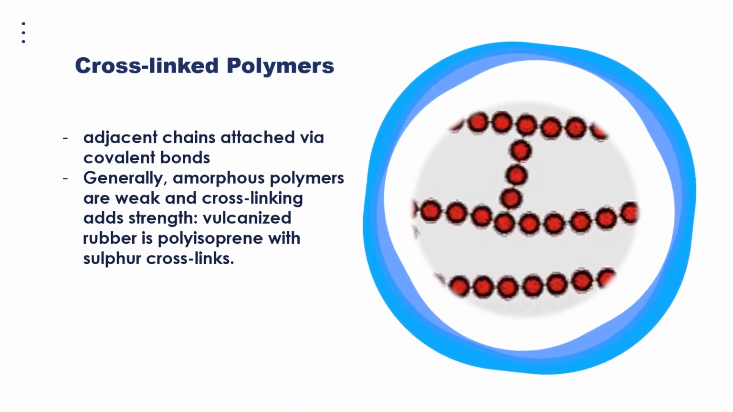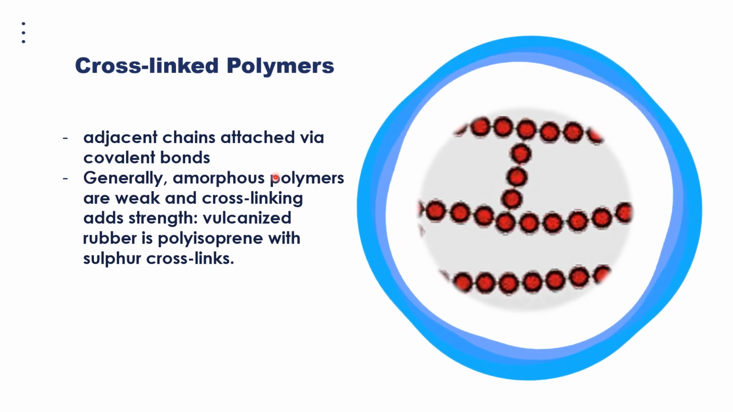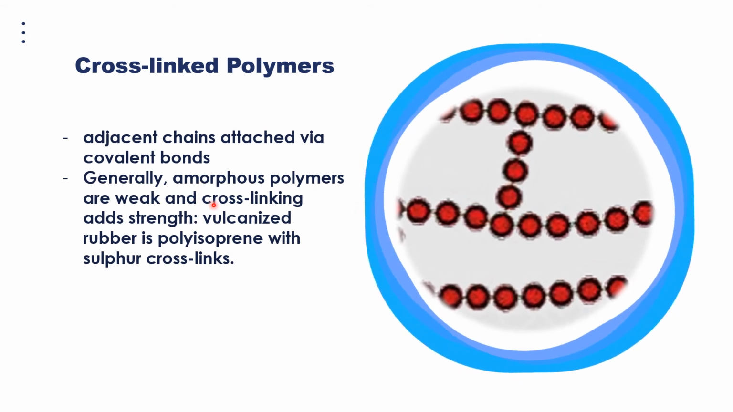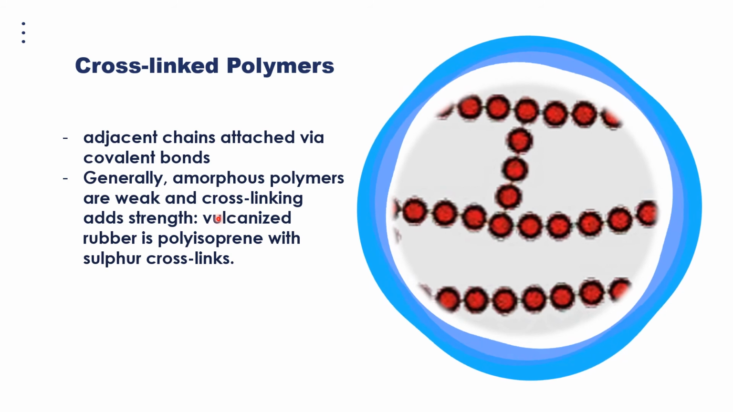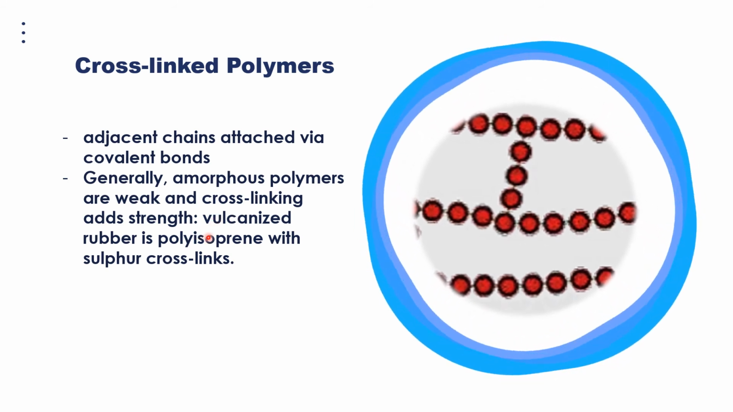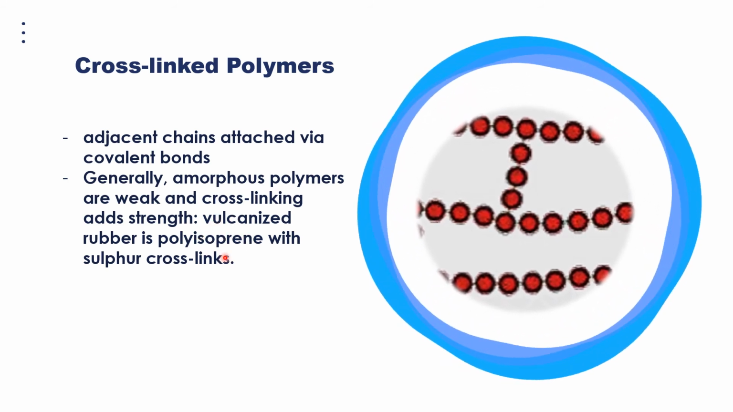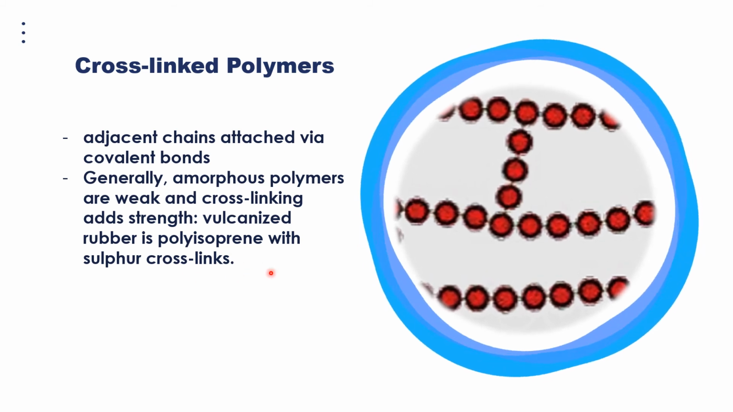Cross-linked polymers have adjacent chains attached via covalent bonds. Generally amorphous polymers are weak, and cross-linking adds strength. Vulcanized rubber is polyisoprene with sulfur cross-links.